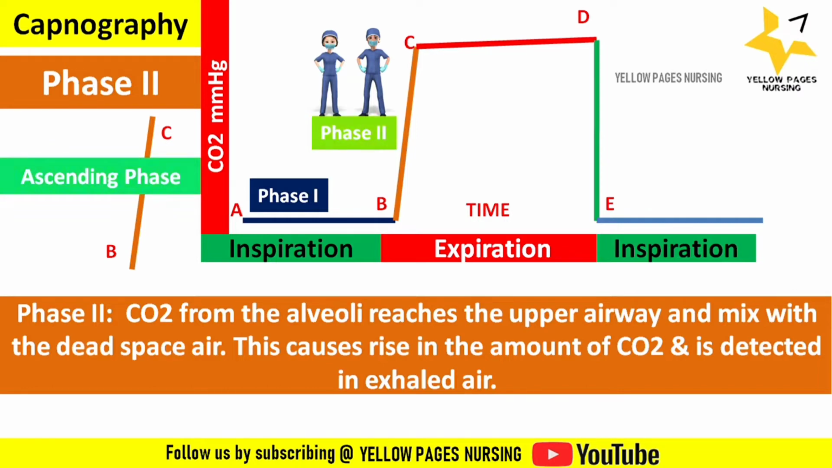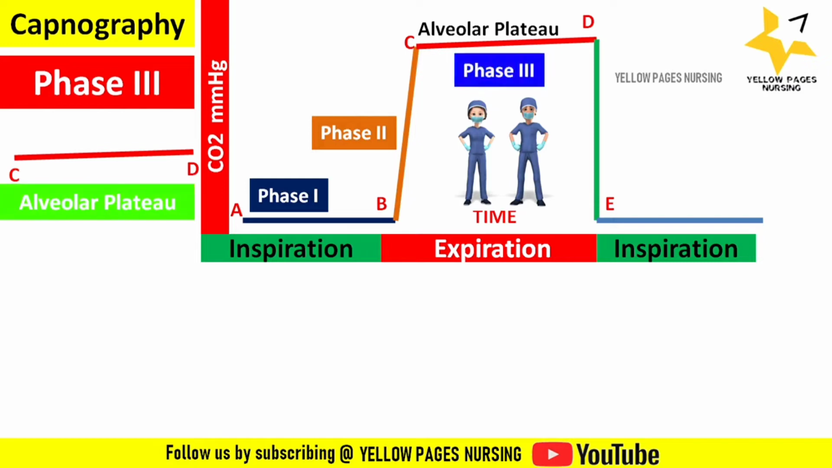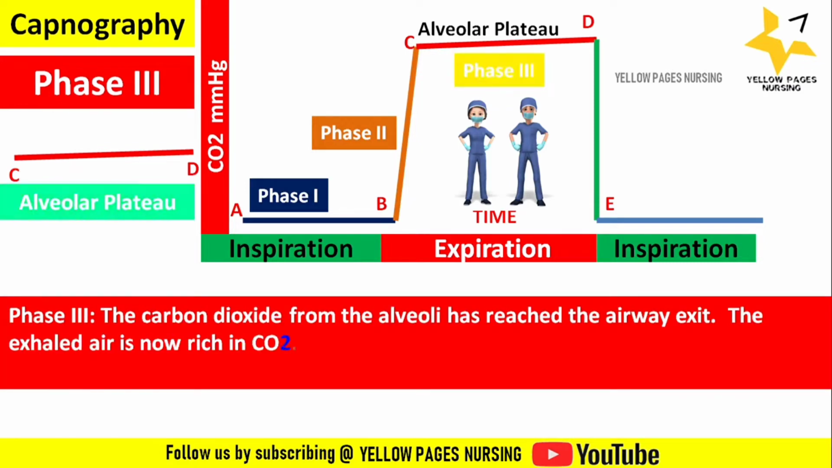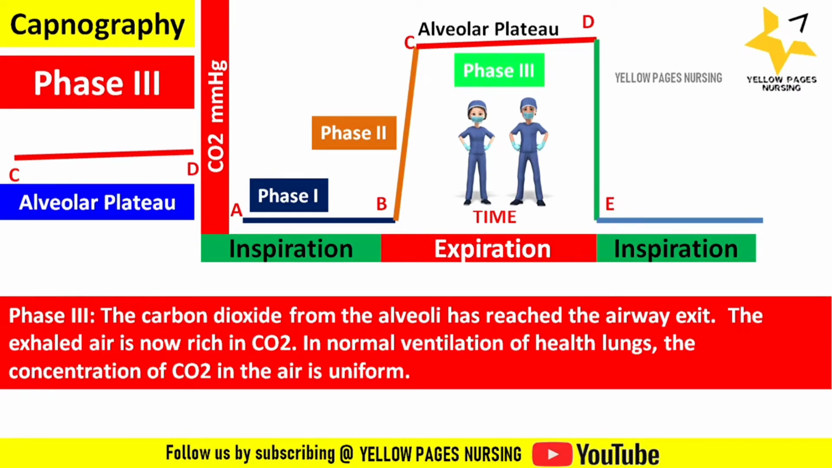Next comes phase 3, which is from C to D, otherwise called alveolar plateau. In phase 3, the carbon dioxide from the alveoli has reached the airway exit. The exhaled air is now rich in carbon dioxide, and hence the concentration of carbon dioxide in the air is uniform. The alveolar plateau is flat with a slight upward tilt towards the end. This plateau illustrates the uniform concentration of carbon dioxide in the pulmonary system.